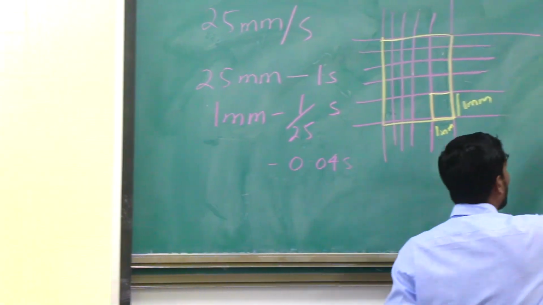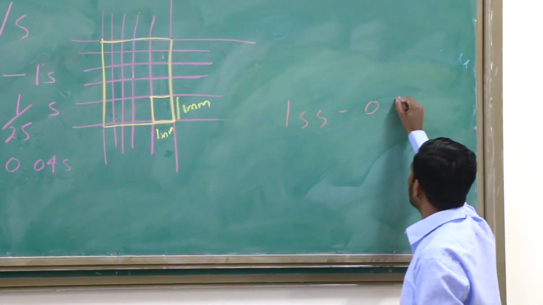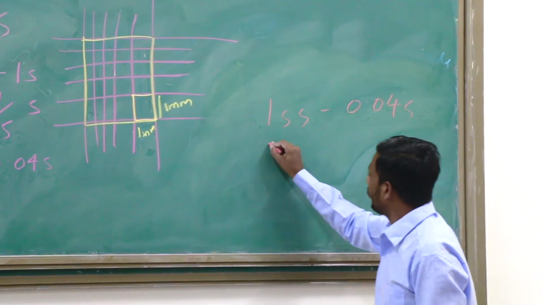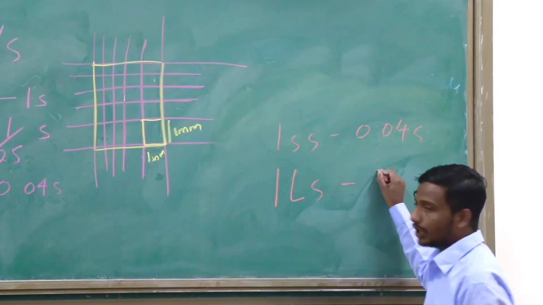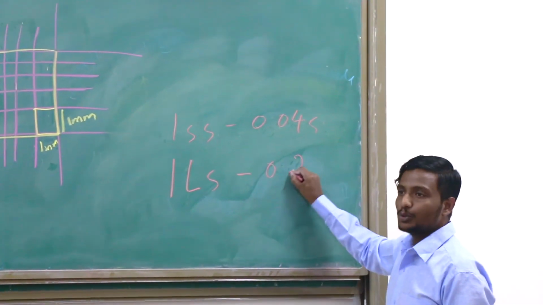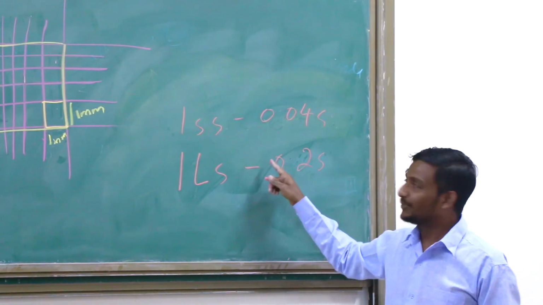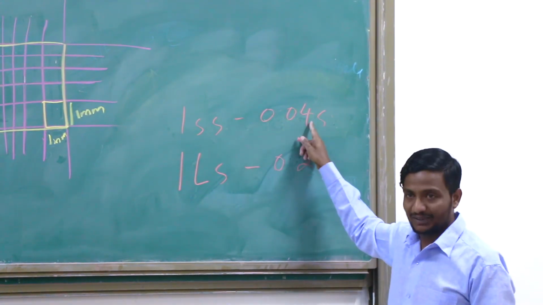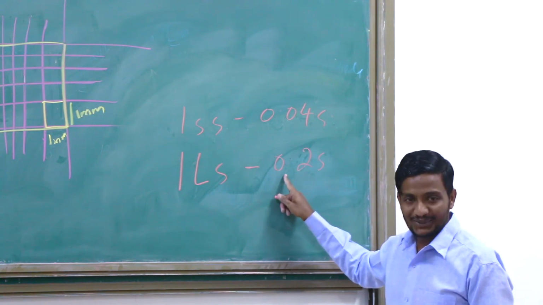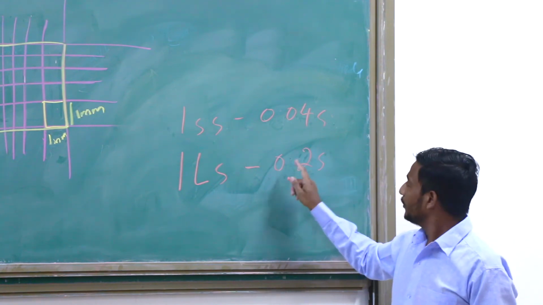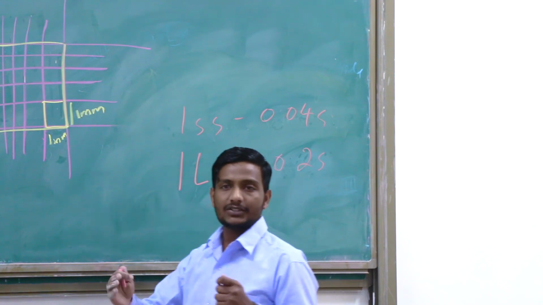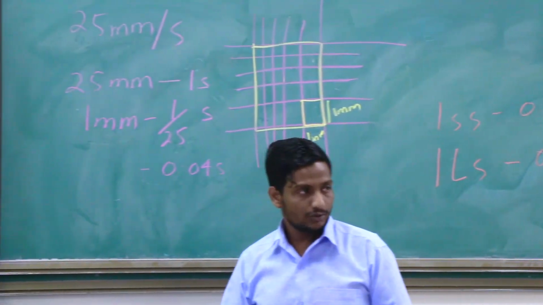Now let's go further. If one small square is equal to 0.04 seconds, can you give me the calculation? One large square will be equal to how much? 0.2. We did not do any nuclear mathematics here. We simply multiplied 0.04 with 5. And we got how much? 0.2. Right? By the way, you tell me, for the time, which axis are we looking at? X-axis or Y-axis? X-axis. Right?